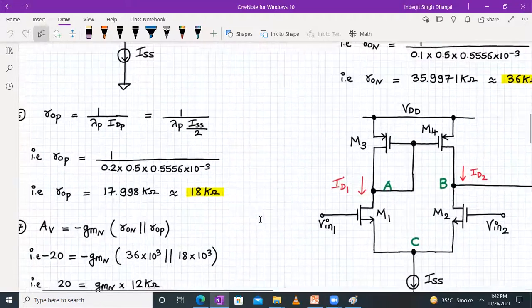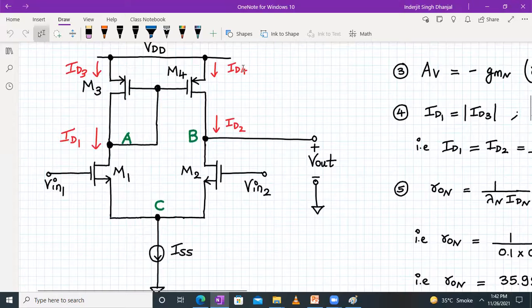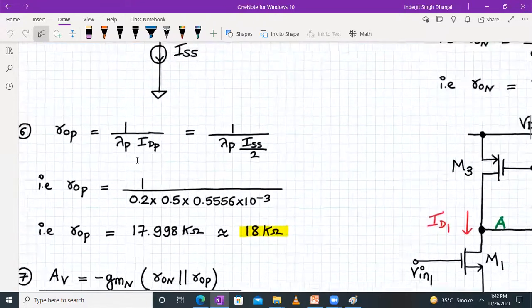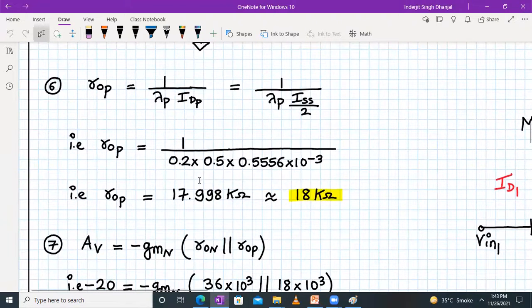Similarly, we will find the value of ROP. So ROP is 1 upon lambda p into IDP, where IDP will be either ID3 or ID4, which is ISS by 2 again. So ROP will be equal to 1 upon lambda p into ISS by 2. Lambda p value is given as 0.2, and ISS is 0.5556 milli, and half is 0.5. So if you work it out in a calculator, ROP value will come out to be 17.998 kilo ohms. That we can approximate to 18 kilo ohms.